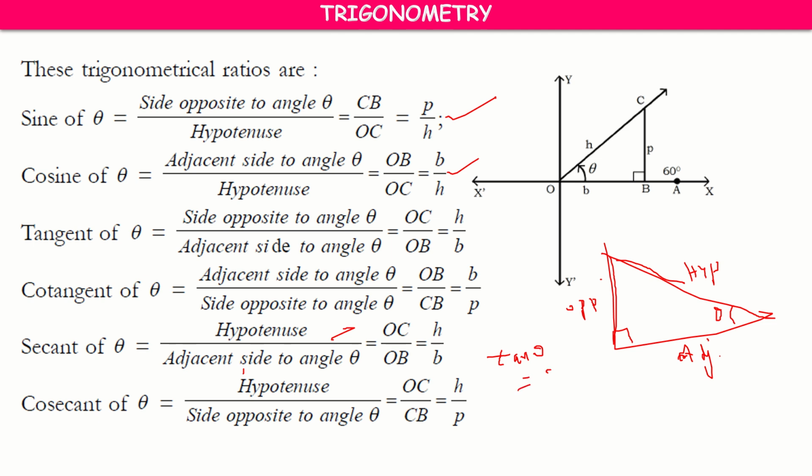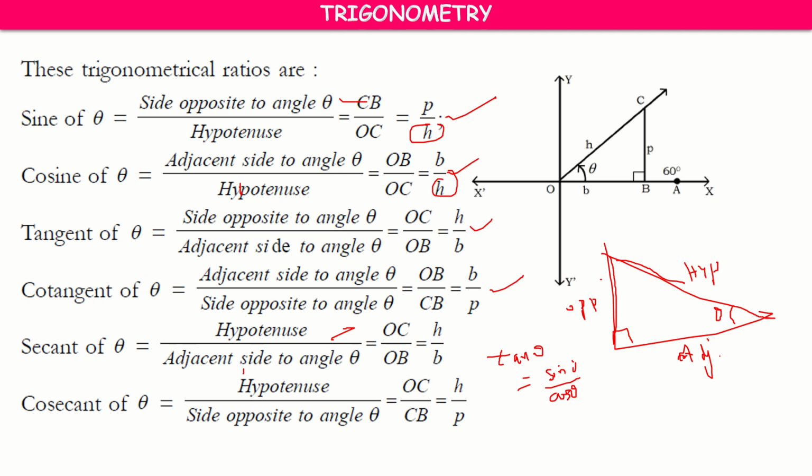What is tan theta? We can write sin theta by cos theta. So just observe this. Hypotenuse is common in both sin and cos. So P by H over B by H means opposite by adjacent, which is tan. And just now I said sin, cos, tan are the three trigonometric ratios. Their reciprocals are cosec, sec and cot. So cotangent is the reciprocal of tan, which means adjacent by opposite is cotangent.